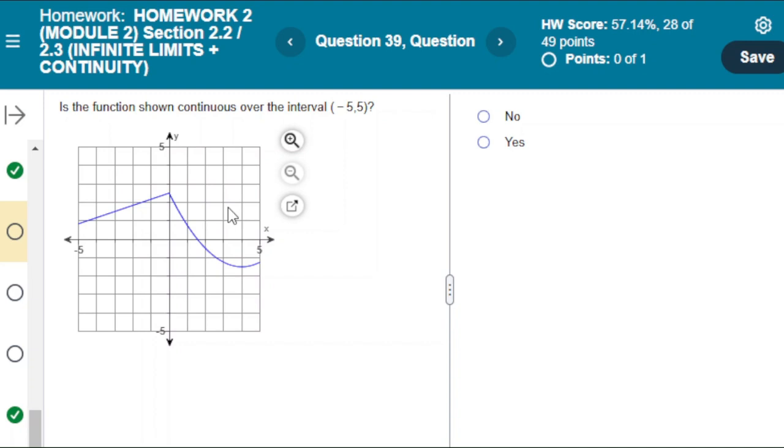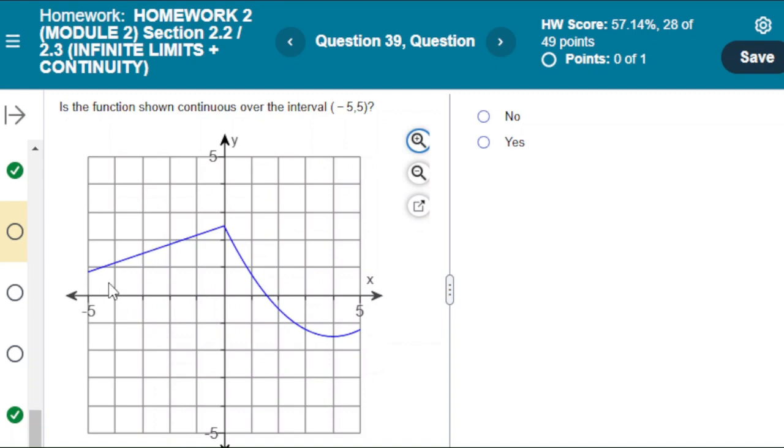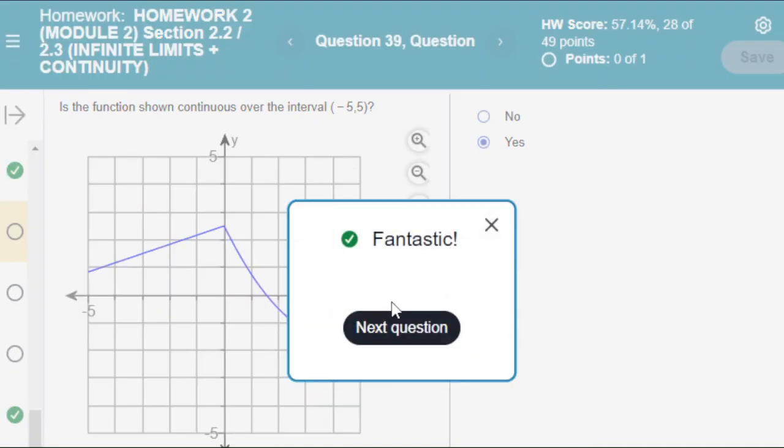Now, the next couple are about continuity on an interval. Is the function continuous on the interval -5 to 5? So notice on this whole interval, -5 to 5, is it continuous at every single value? Is it continuous at -2? Is it continuous at 4? Yeah, notice it's continuous at every value between -5 and 5, right? There's no discontinuities. So yeah, this is continuous everywhere on that interval.